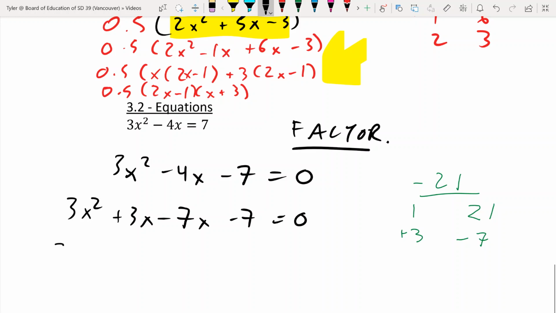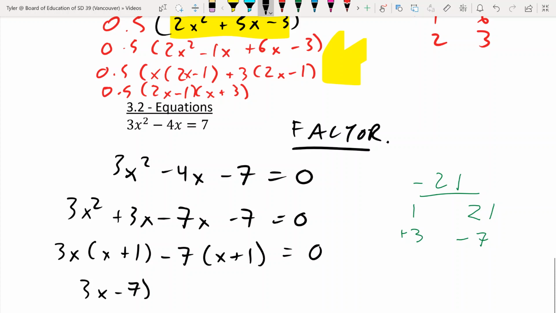Factor by grouping. 3x times x plus 1 minus 7 times x plus 1. Careful with that double negative. Equals 0. 3x minus 7, all in a bracket, times x plus 1 equals 0.